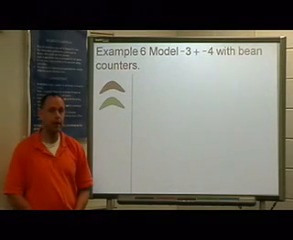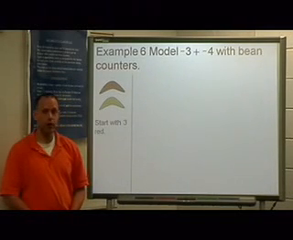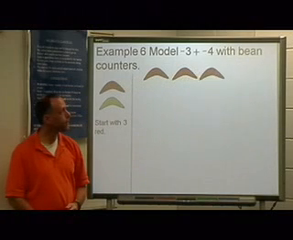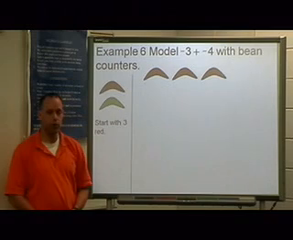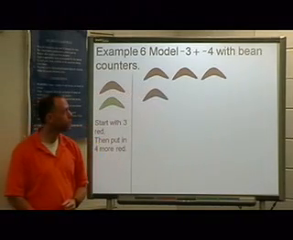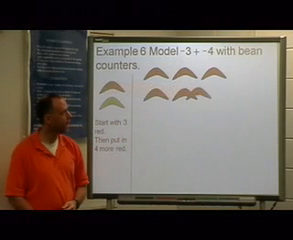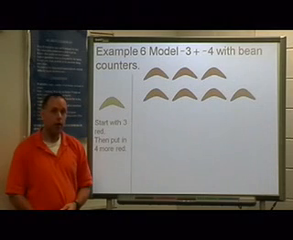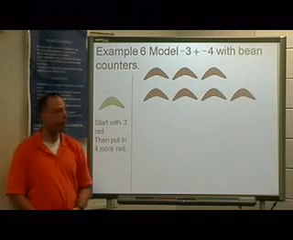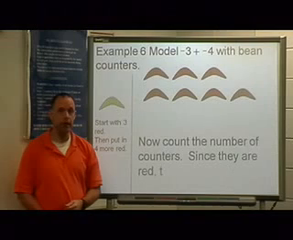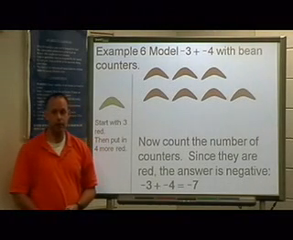Now what happens if I add 2 negative integers together? This time I need to put 3 red bean counters into my workspace. So 1, 2, 3. And I'm adding to it a negative 4. So I need to move 4 more red counters into my workspace. 1, 2, 3, and 4. To find out what negative 3 plus negative 4 is, count the number of counters. And I have a total of 7 counters here. And since they're red, the sum of negative 3 plus negative 4 is negative 7.